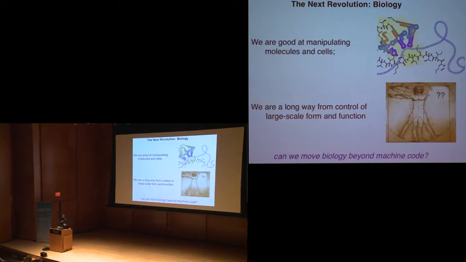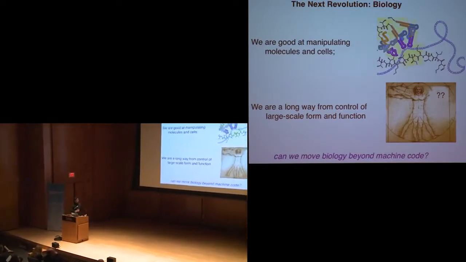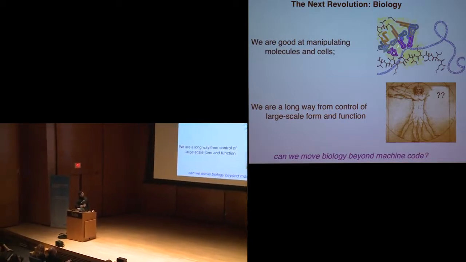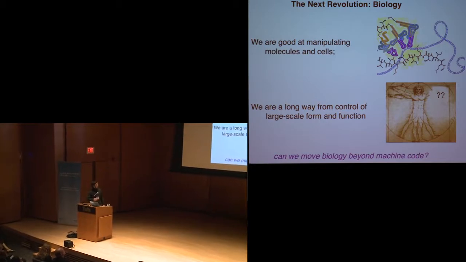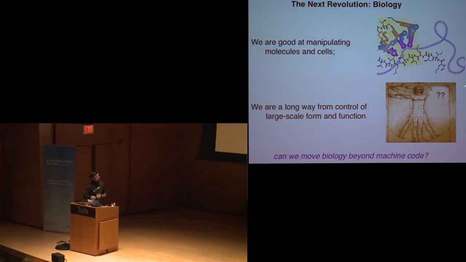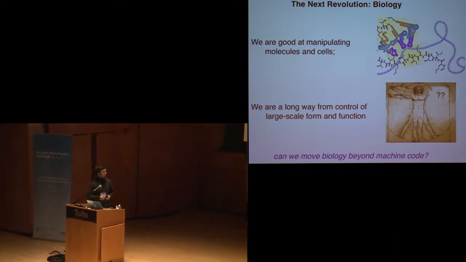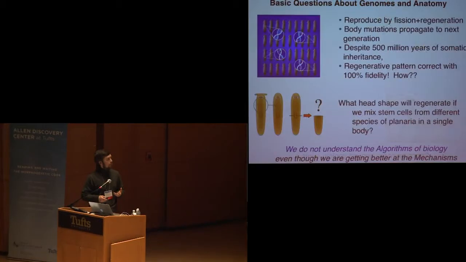The reason I think this is relevant is because in biology, as you saw today, we're getting really good at manipulating molecules and cells, the hardware. We're getting much better at this. But we're really a long way from control of large-scale form and function, such as, let's say, regenerating an arm. And so the question is, can we work to move biology beyond a focus on the machine code?